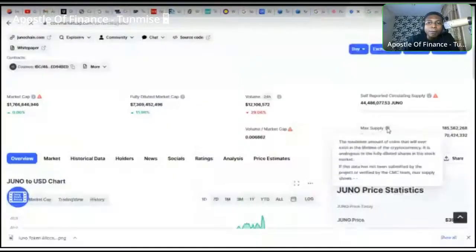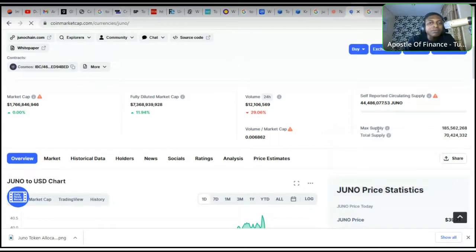The max supply is the maximum amount of coins that will ever exist in the lifetime of this cryptocurrency. Okay, so it is analogous to the fully diluted share in the stock market. So this is the maximum. The supply here is fixed, the maximum coin that will ever exist.